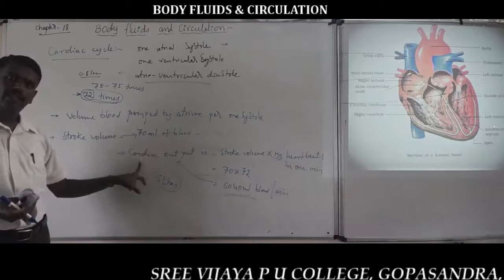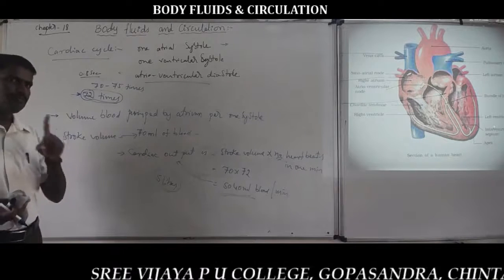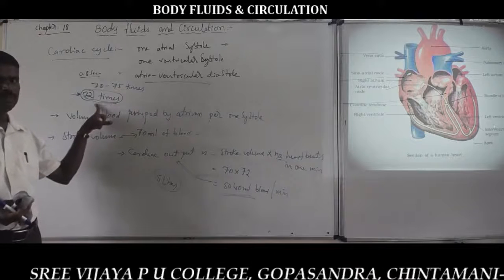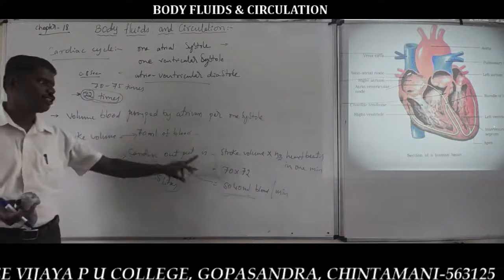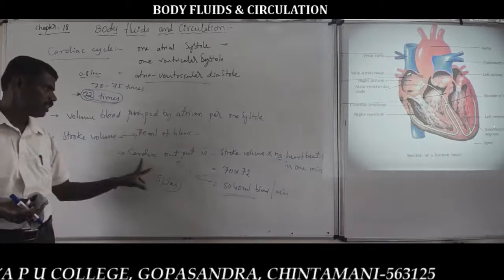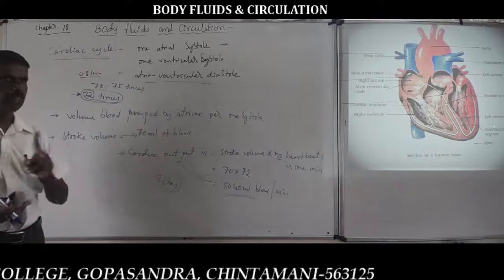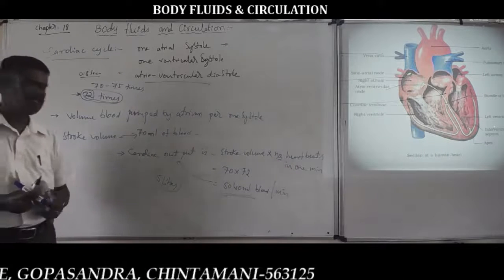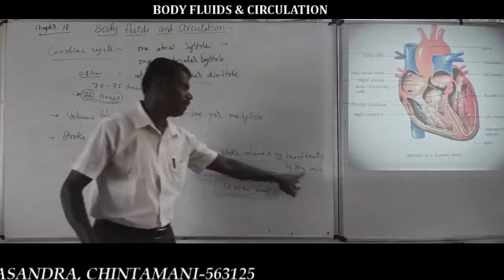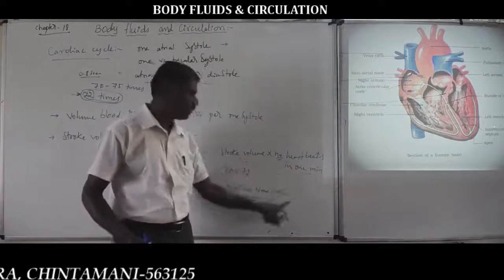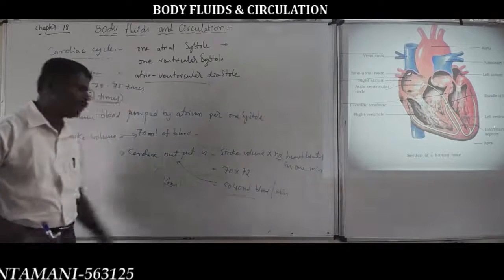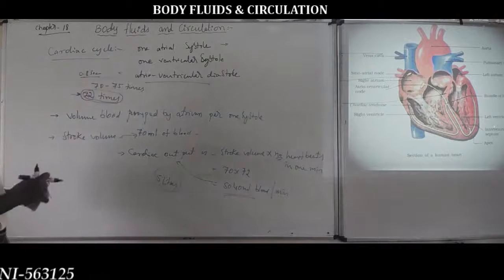So in total, 72 heartbeats multiplied by the stroke volume is what we call the cardiac output per 1 minute. Cardiac output is nothing but the stroke volume and the number of heartbeats in 1 minute. So that is 5040 ml of blood.